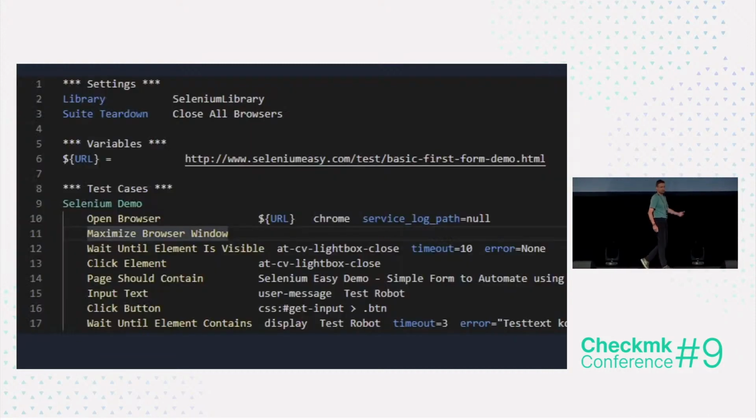This is how a typical Robotmk file looks. It's a simple text format. In yellow, you can see the keywords, and right of that, arguments. So you call them like functions.